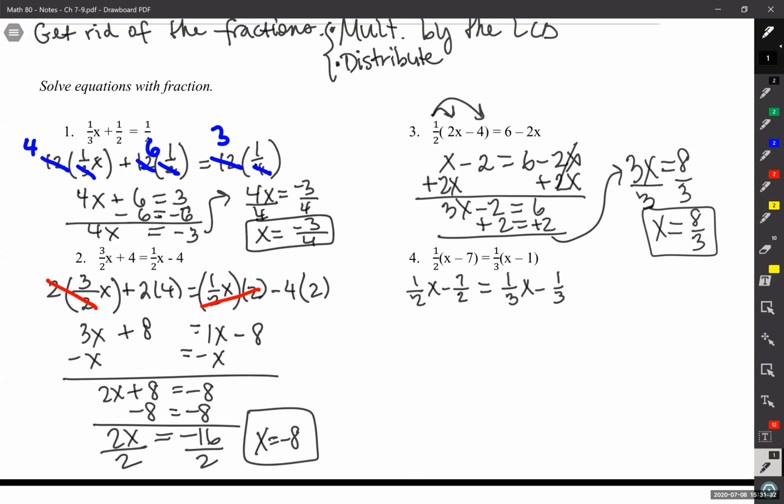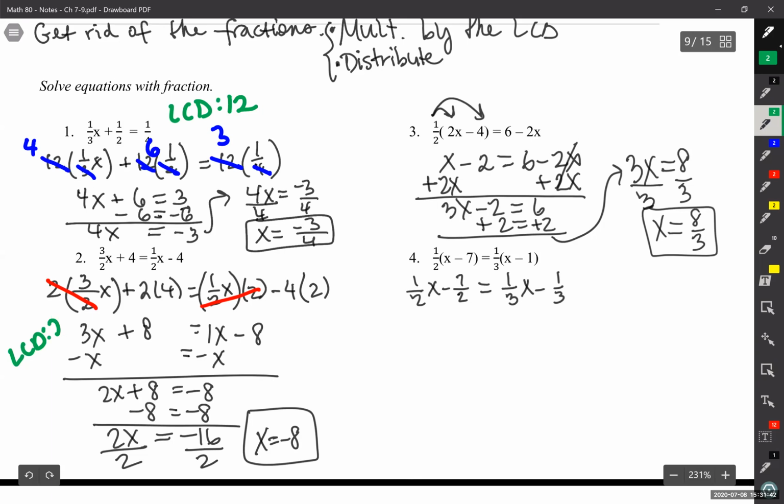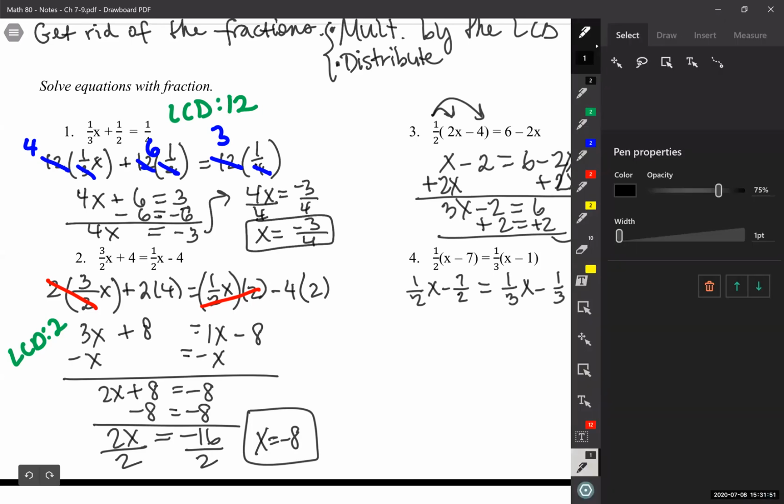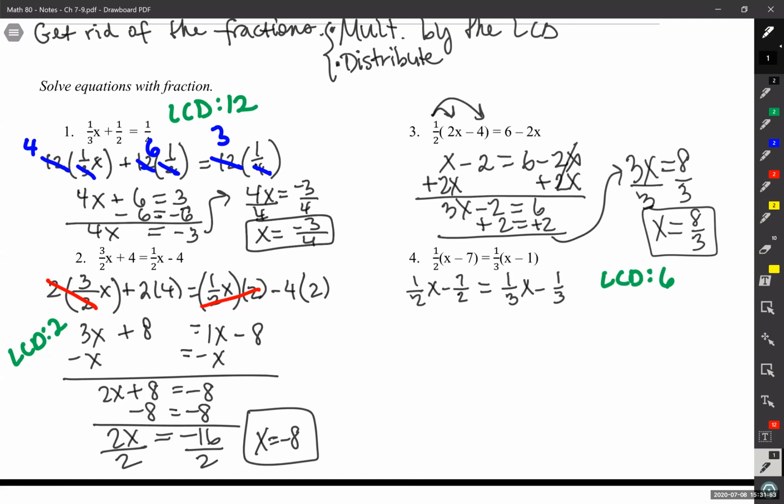In fact, let me go back and write out the LCD, just in case you're reviewing this later and can't remember what we did. So number 2, the LCD was 2. Number 3, we didn't worry about an LCD. And number 4, our LCD is 6. You don't remember what the LCD is? Go back to, I believe it was chapter 4, and maybe even the end of chapter 3. I think we did a little bit with least common multiples to get ready for least common denominators.